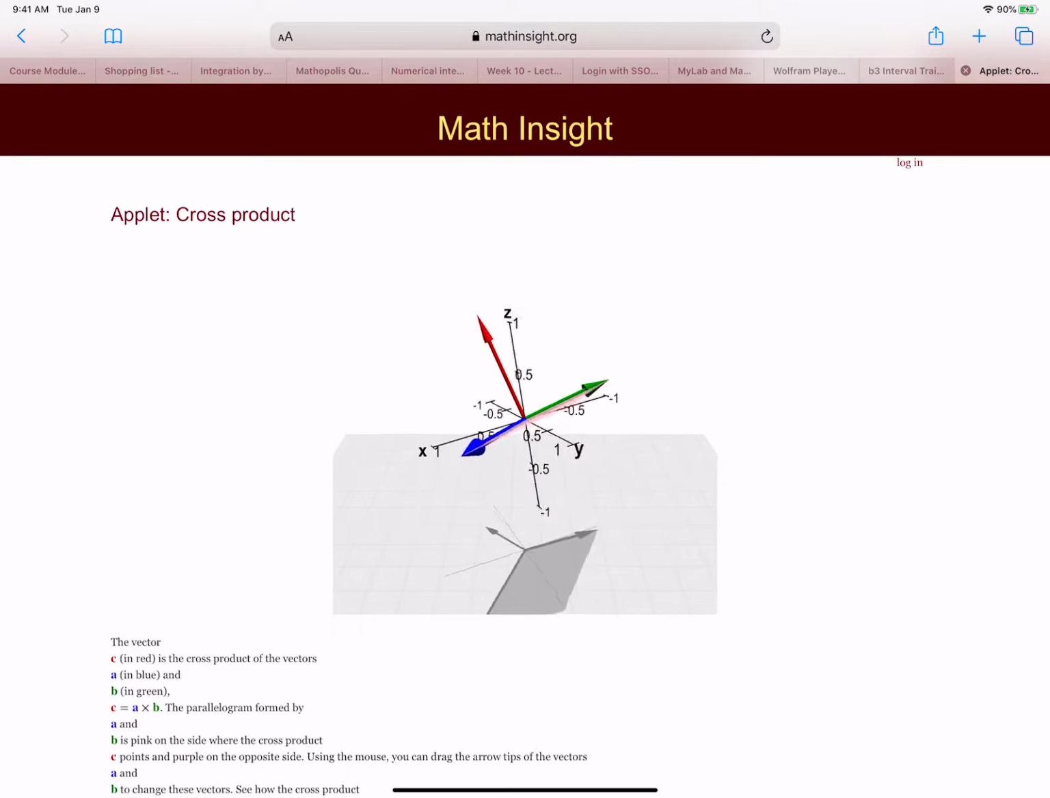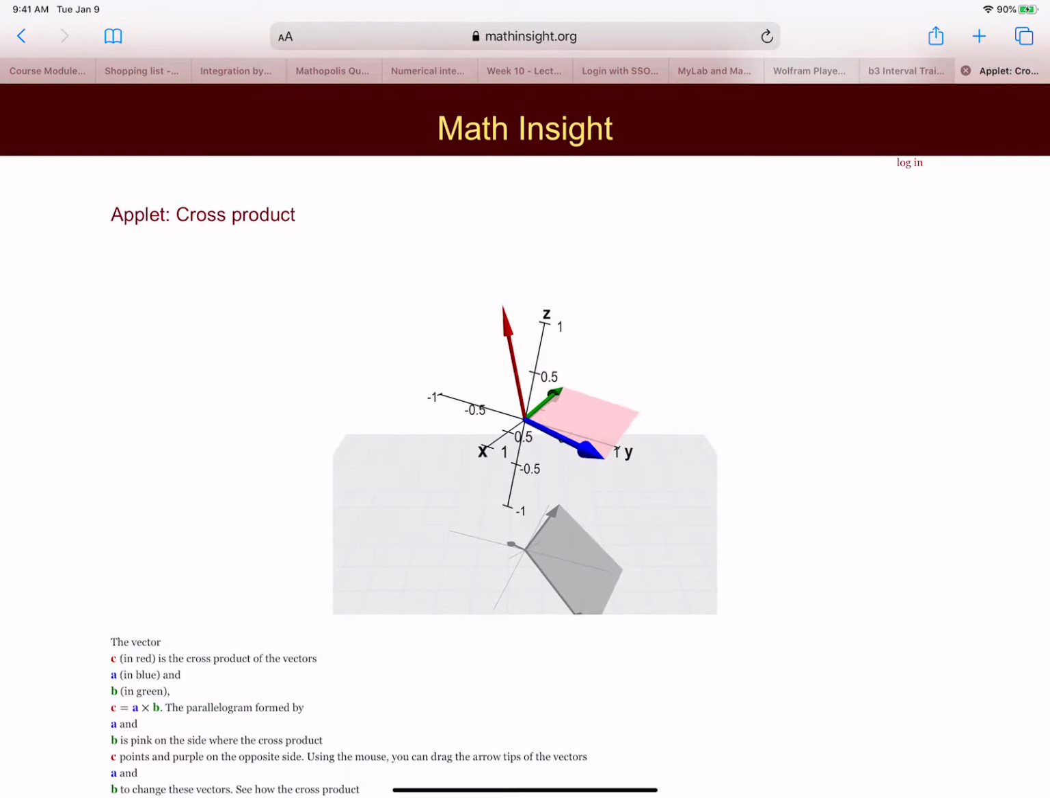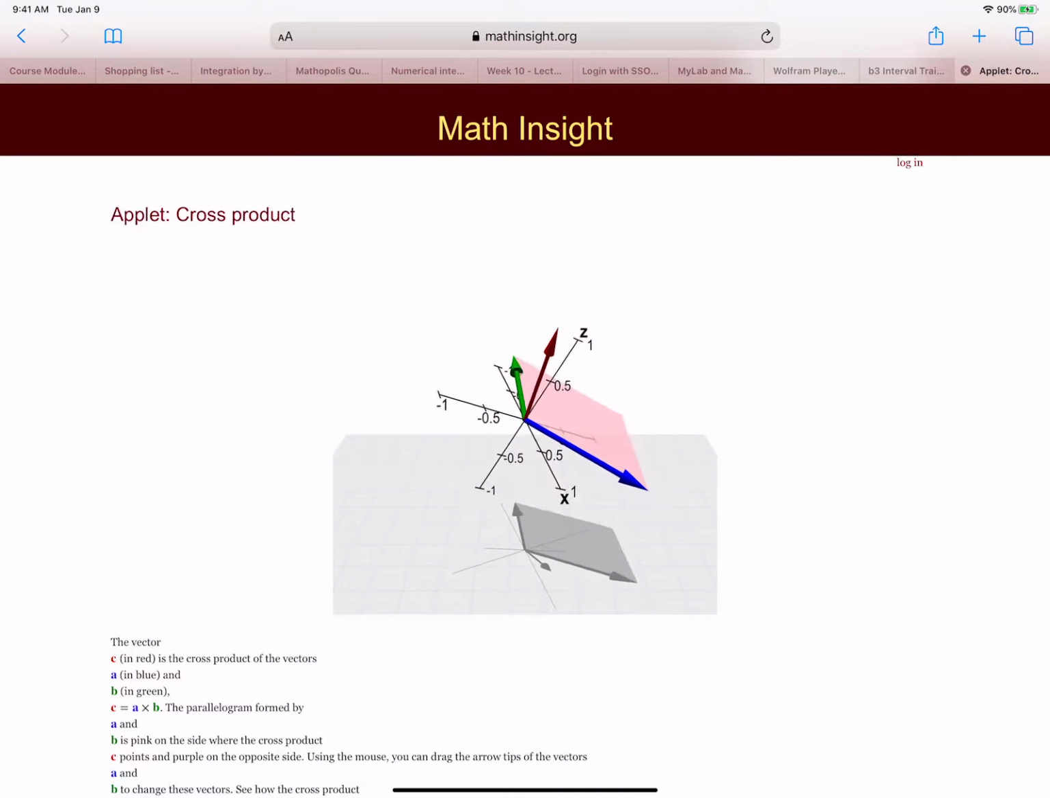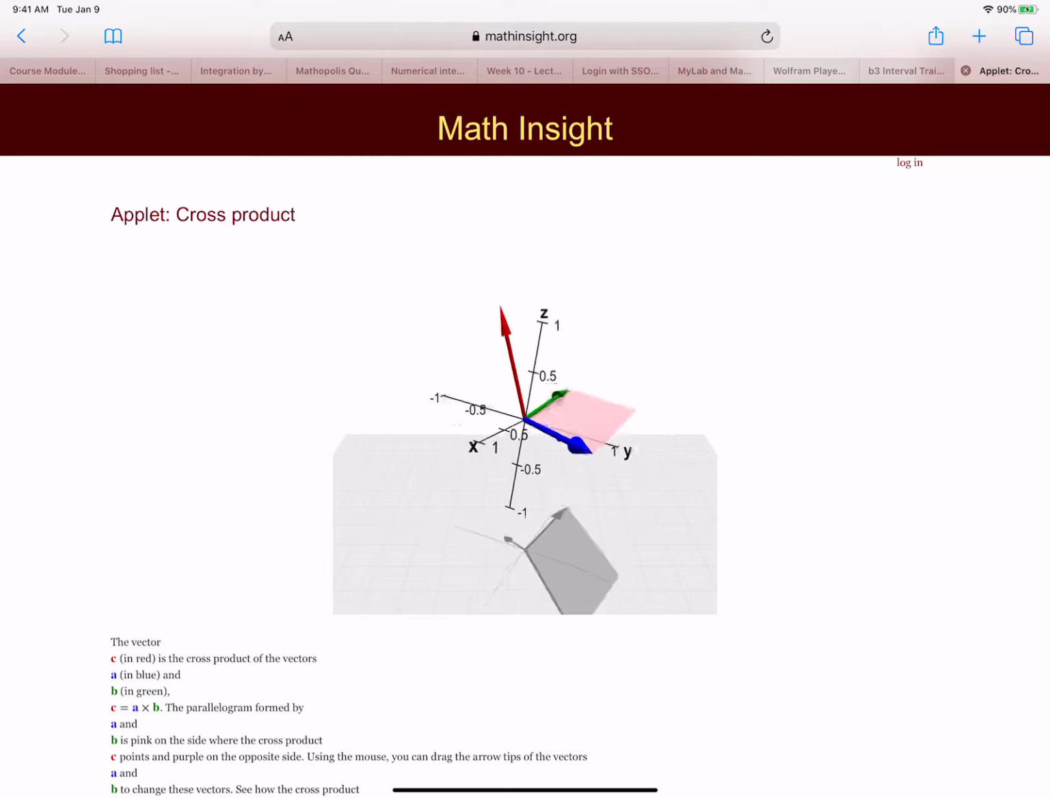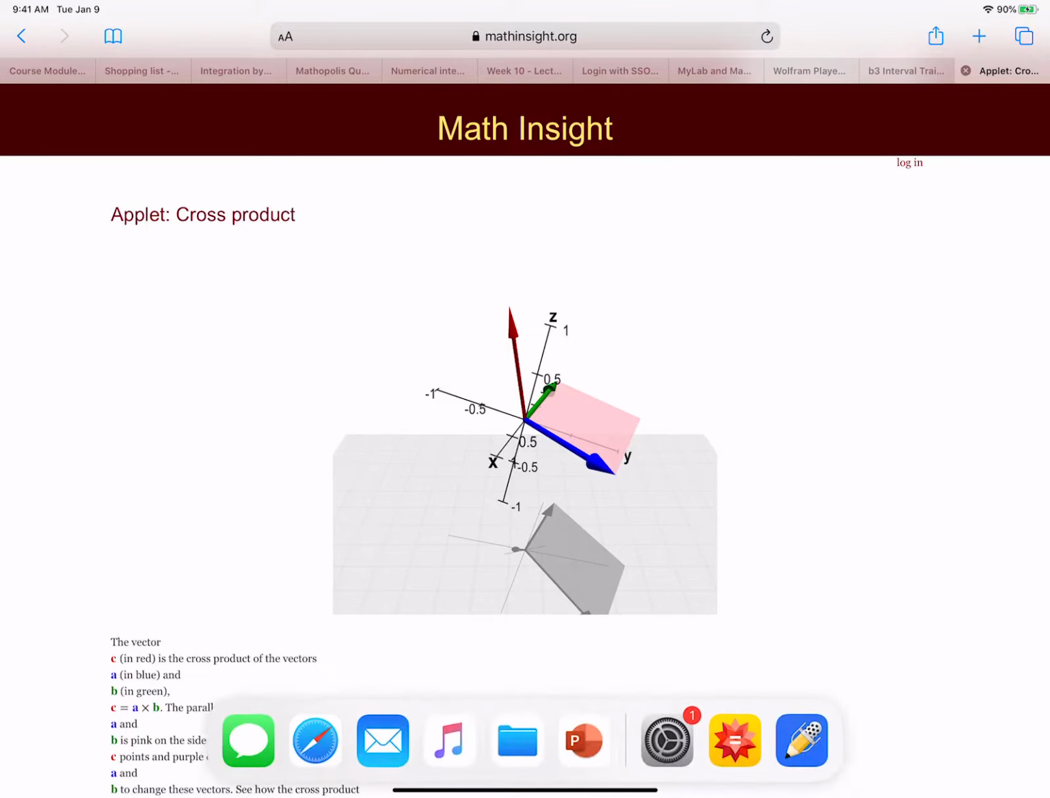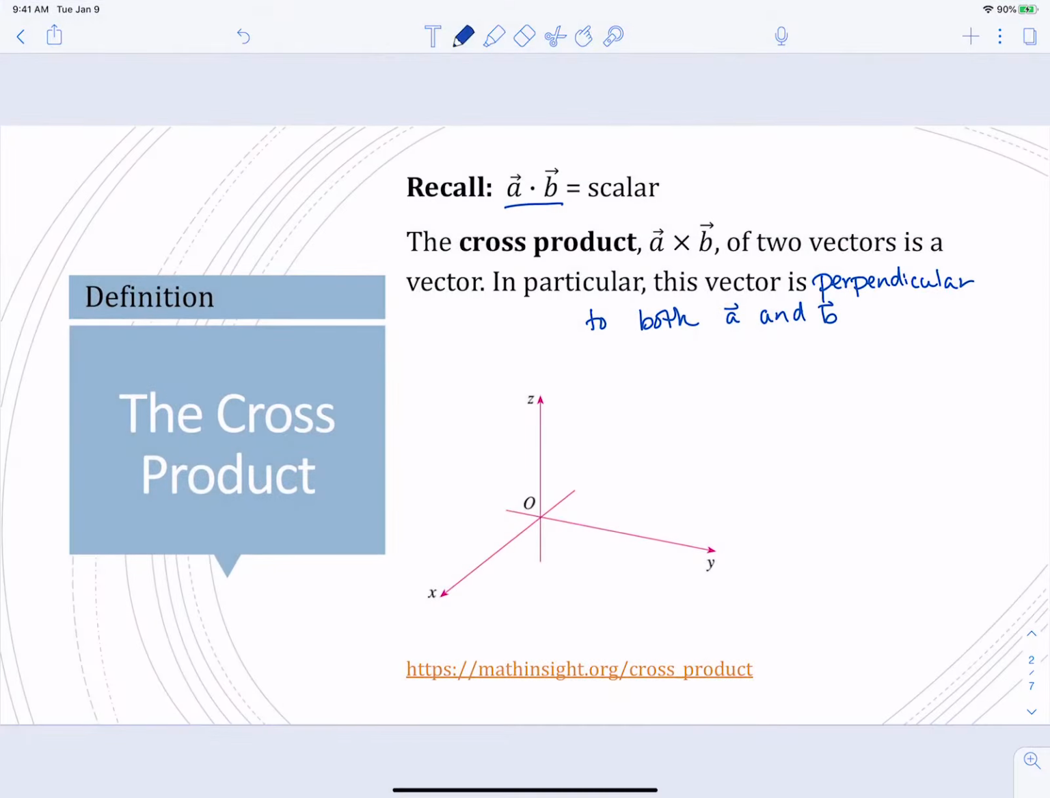So I can do at least this part on my iPad, but if you look at the applet, you can click on the tails of, oh, no, it's not quite doing it. You can click on the tails of the green and the blue vector and move those around and see what happens to the cross product. So that's a nice one to take a look at visually what's happening. Go back to our notes here.